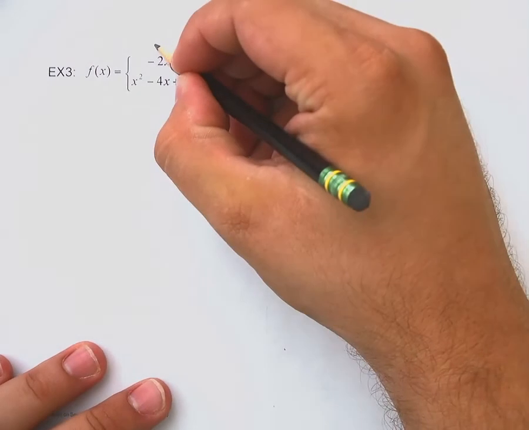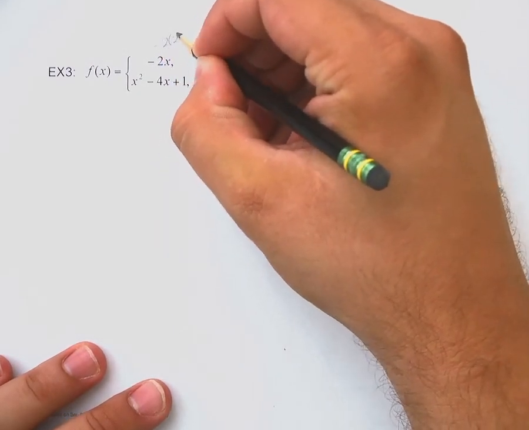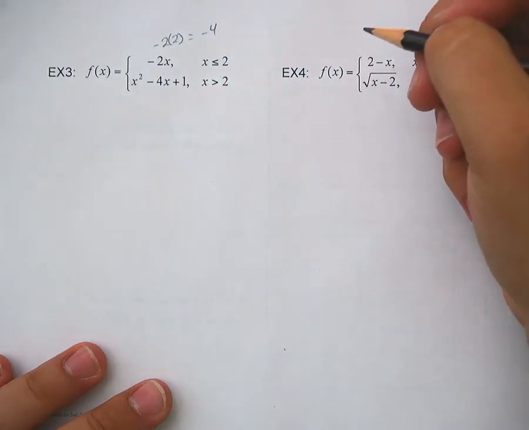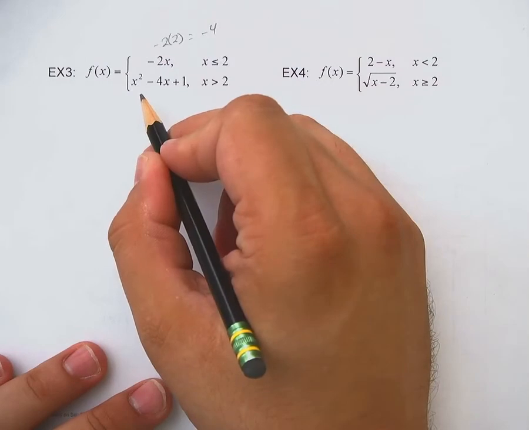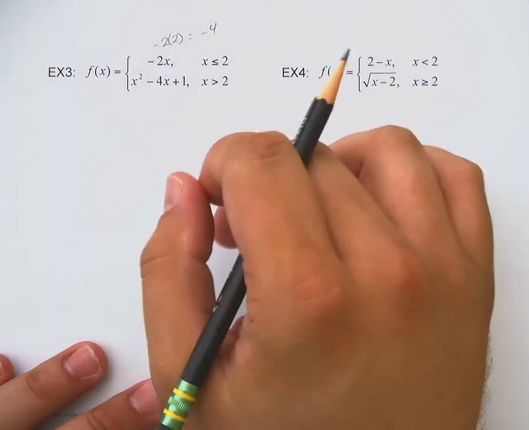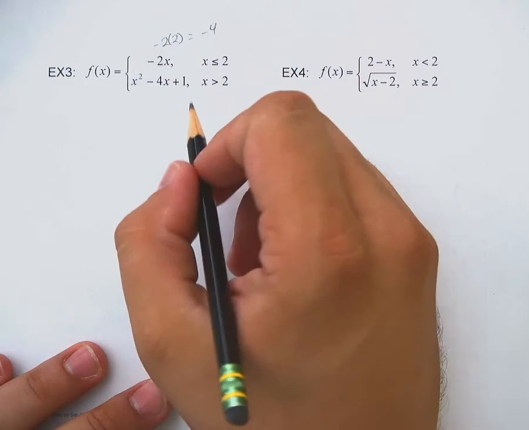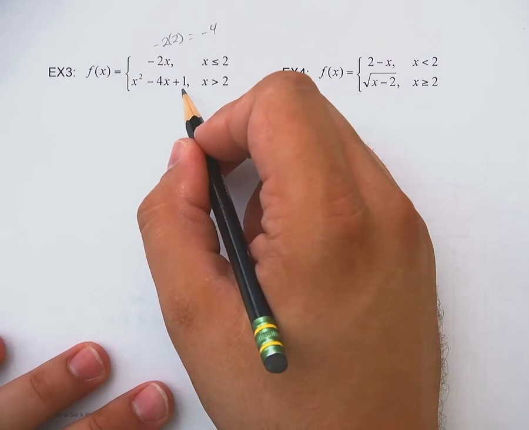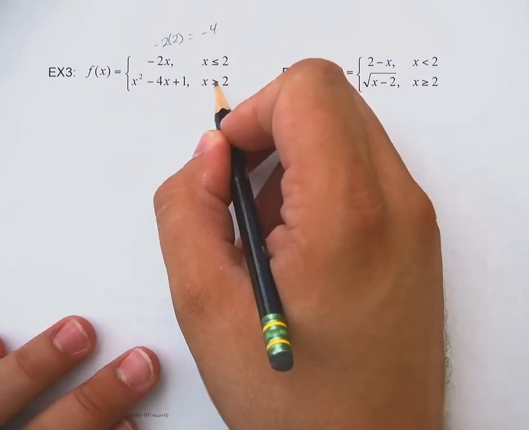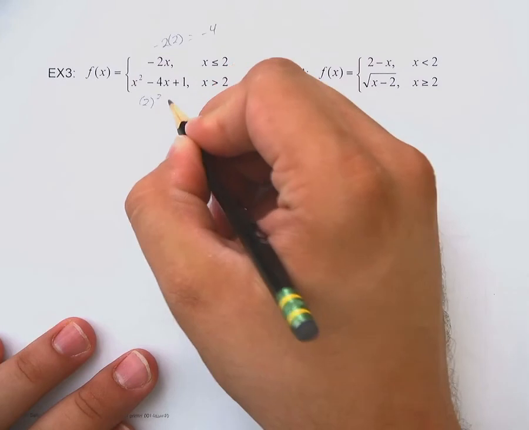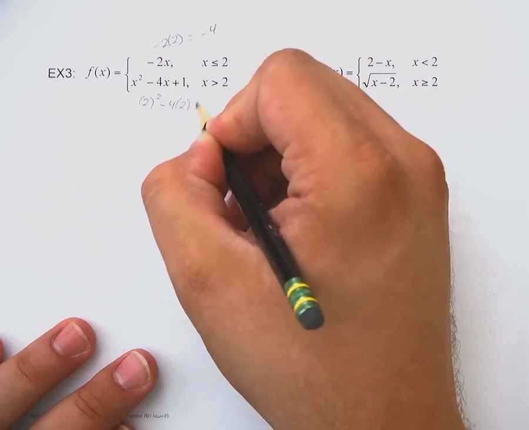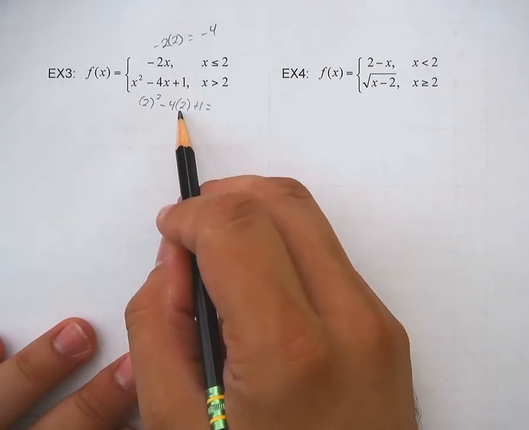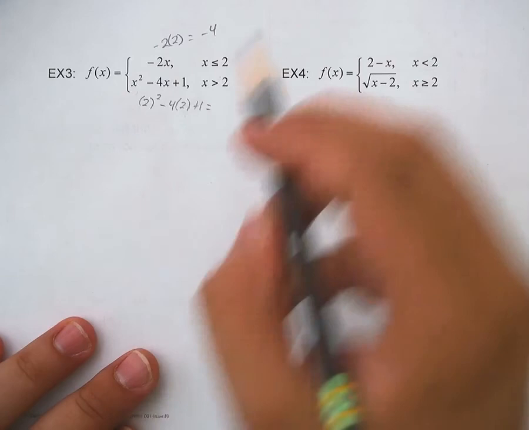In the top here we get negative 2 times 2. Plug your 2 in here, you get negative 4, right? Down here, if you plug 2 into this bottom equation, let's say we're looking for the limit. It's got to be the same on the left and on the right. So I'm going to plug 2 in down here: 2 squared minus 4 times 2 plus 1. 2 squared is 4, minus 8, plus 1. It's going to give me negative 3.